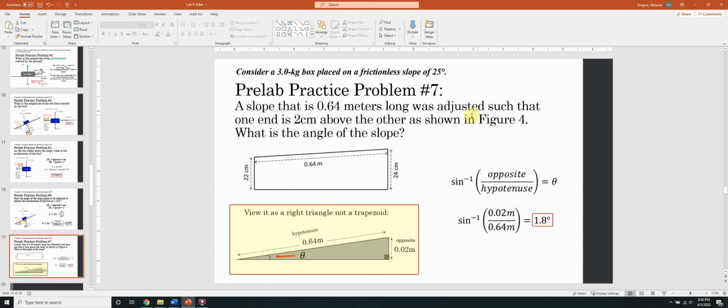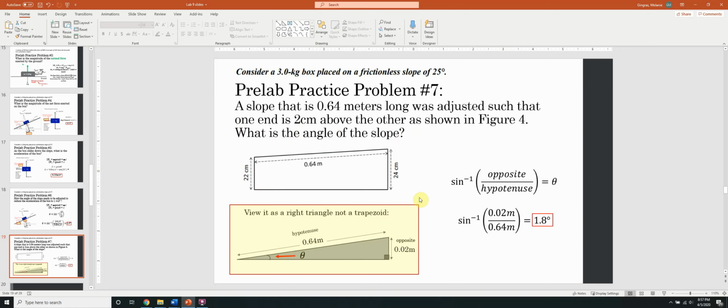So what we want to do is calculate the angle of the slope. Unlike Lab 9, where you won't be calculating the angle of the slope, you'll just be finding sine of theta, not theta itself. But if we wanted to do that, this is the graphic that they give you in the pre-lab.